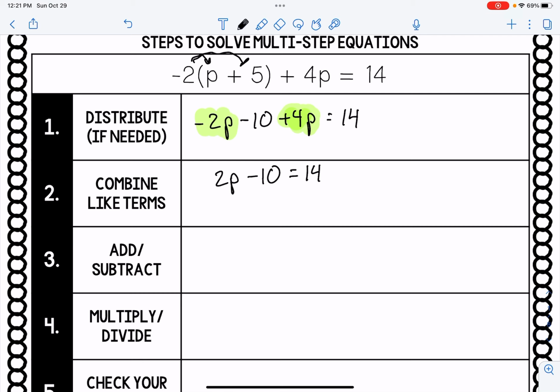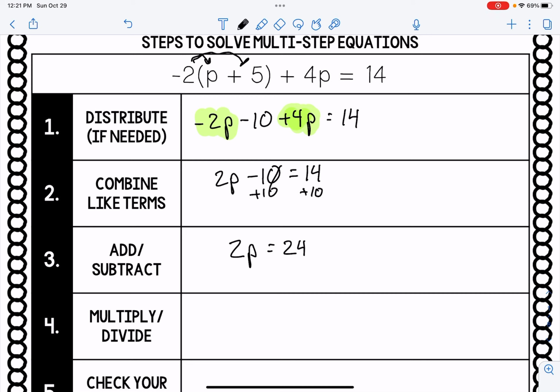So next step, just like a 2-step equation. We've been doing this for a long time. So 2 steps, I need to get rid of my add subtract first. So I'm going to add 10 and add 10. And over here we will have left 2p equals 24. Maintain that equality. We got to do the same exact thing on both sides of our equal sign here.